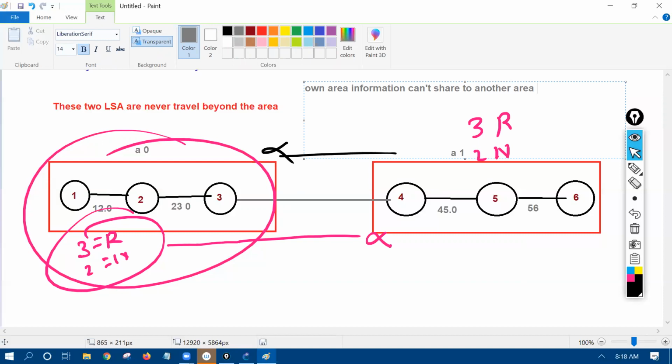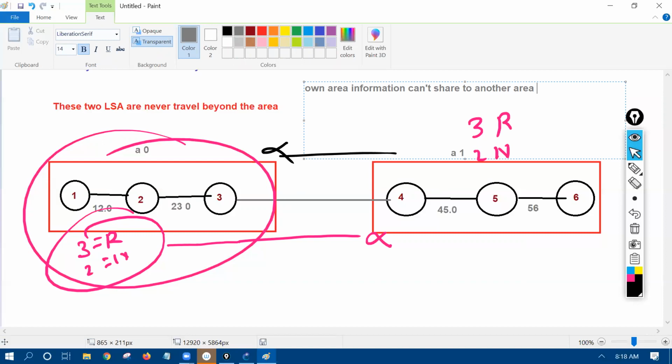One area's information cannot be shared with another area. It's not possible. So now the question is how we can provide the communication. How can we provide the communication? So guys, this is the beauty of OSPF.